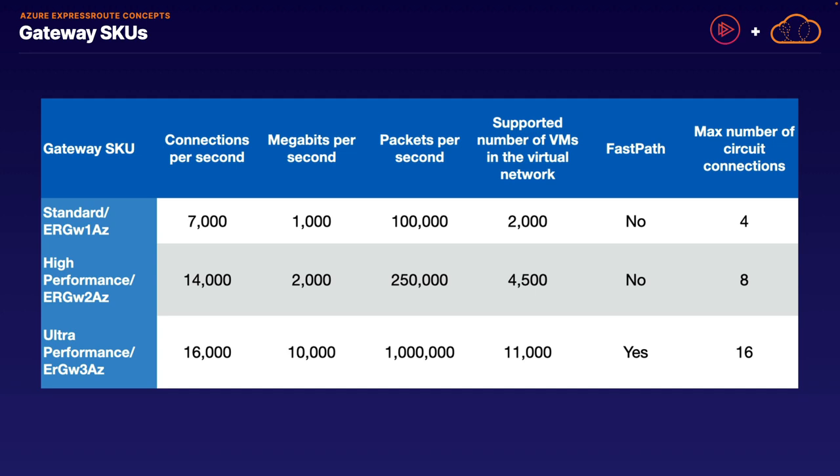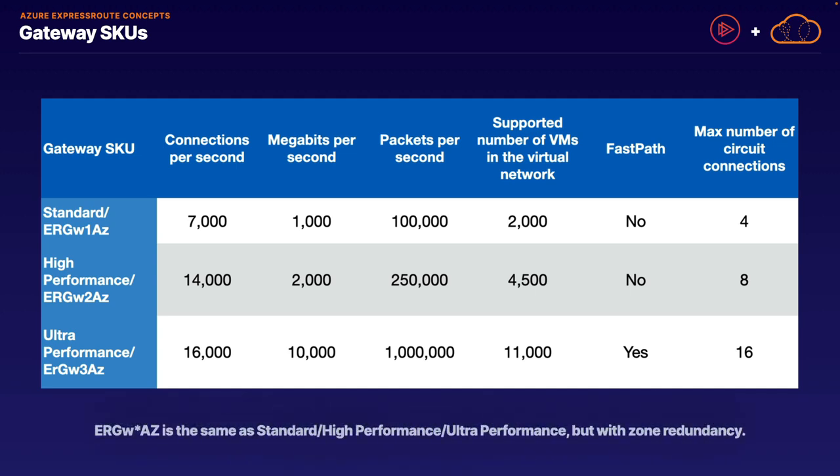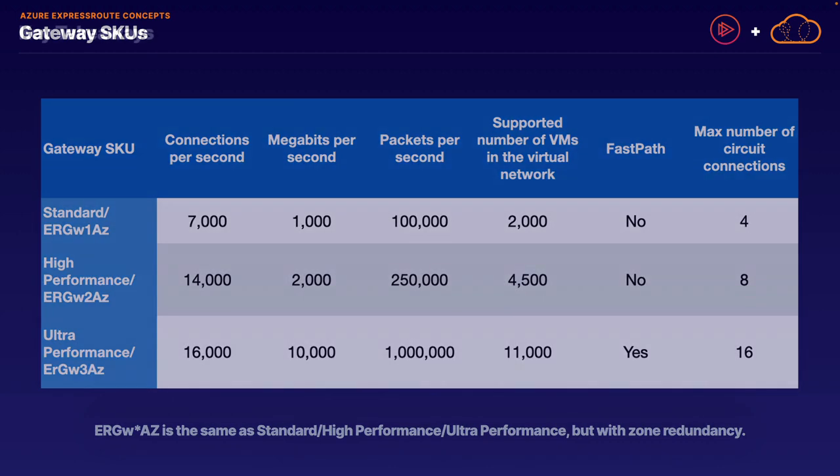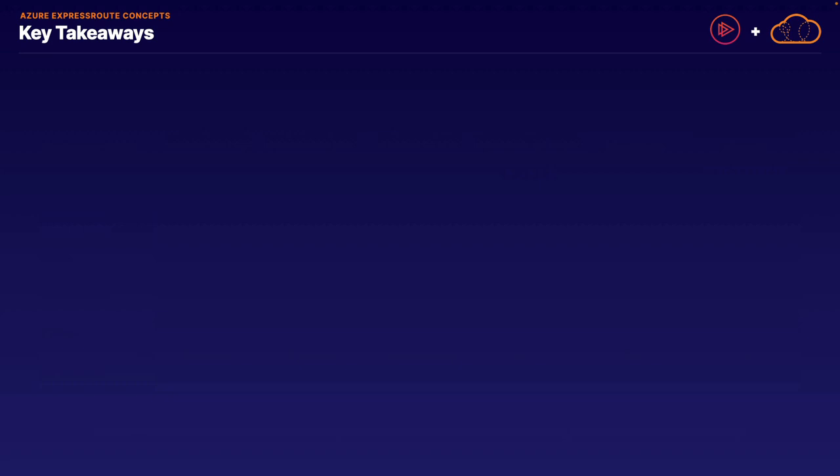Also notice that each of our 3 SKUs has an equivalent SKU of ERGW with a number and AZ. That acronym is short for ExpressRoute Gateway 1, 2, or 3 AZ. These AZ SKUs are the exact same as our standard, high performance, and ultra performance SKUs, with the main difference being that these are the zone redundant version of each of those 3 SKUs. So again, brief summary, we have essentially 3 different gateway SKUs, each with a different availability zone redundant option available as well. With that, that's going to wrap up this initial overview of the high-level concepts of working with Azure ExpressRoute. We have a lot more ground to cover.